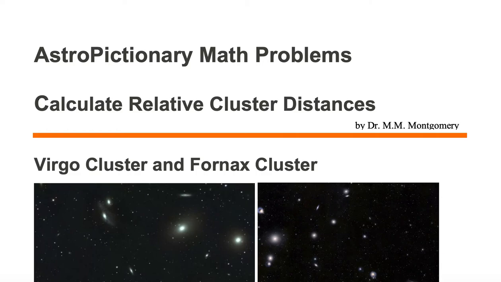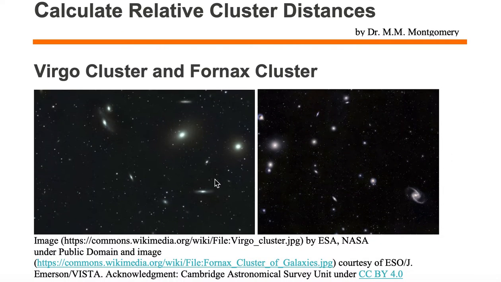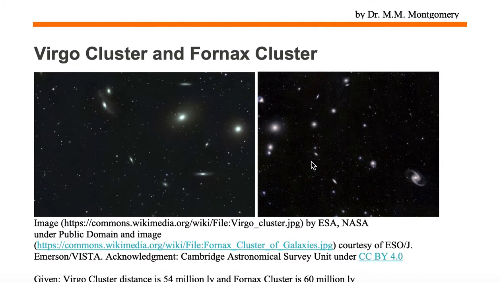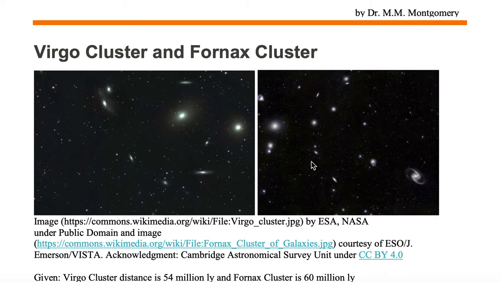We would like to calculate relative cluster distances. For example, we have the Virgo cluster on the left and the Fornax cluster on the right. We would like to know the relative distances between the two, or if we know the distance to 1, we would like to know the distance to 2, knowing the distance to 1. The things that we need to know are the apparent magnitudes of the two different clusters to find the distances or the relative distances between the clusters.